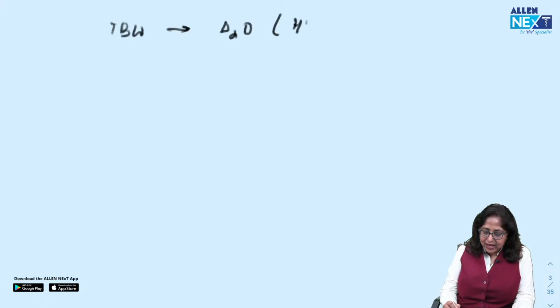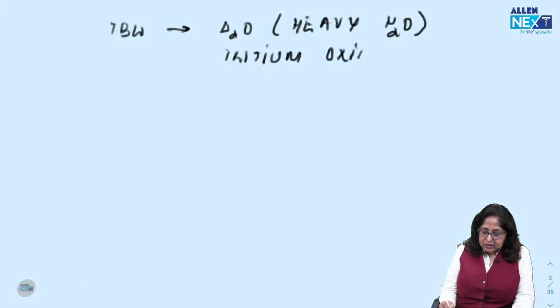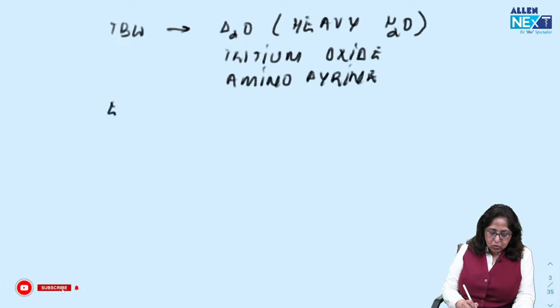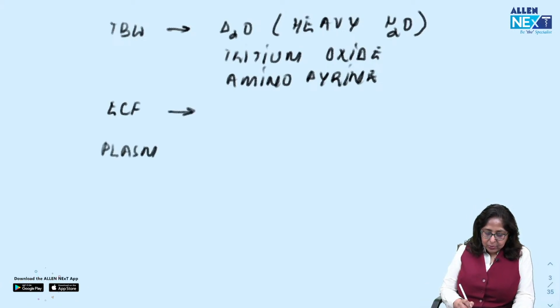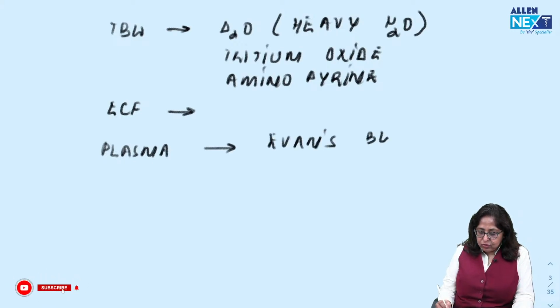So just briefly, for total body water, what are we going to use? We will use deuterium oxide, which is also known as heavy water. We can use tritium oxide, and we can use aminopyrine. For ECF, I have already told you: inulin, mannitol, sucrose and radioactive sodium. For plasma volume, we can use Evans blue, or we can also use what is known as radioactive iodine labeled albumin.